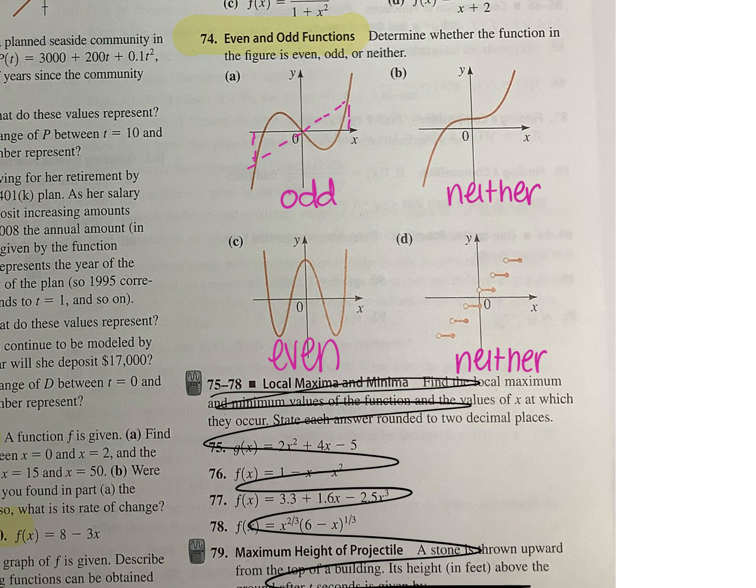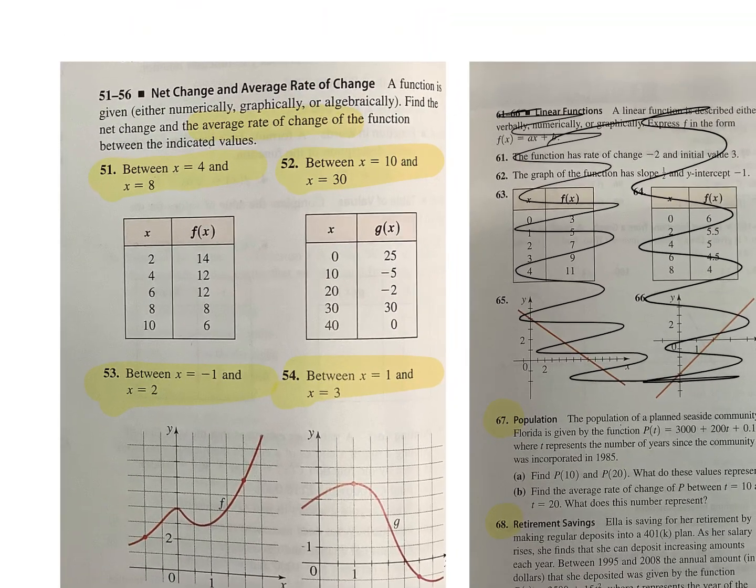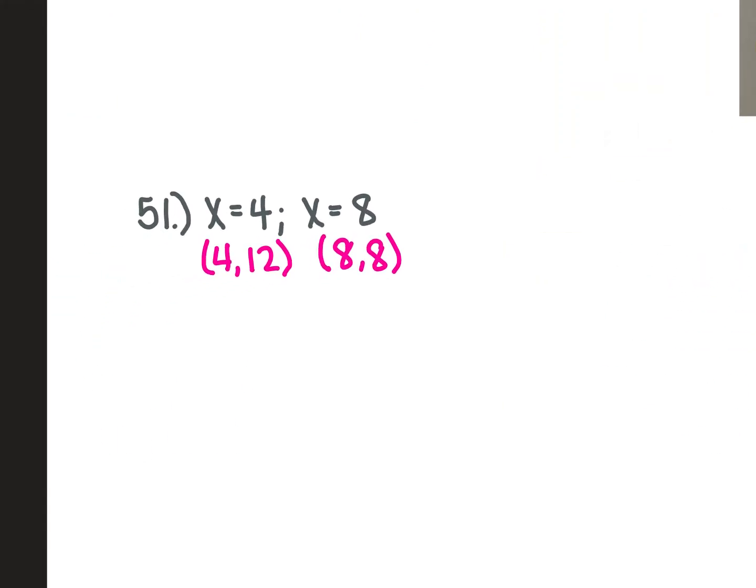So if we look at the first set of questions, we're going to do 51 and 52 first. We're going to find the average rate of change. For 51, we're finding the average rate of change between when x is 4 and when x is 8. So the ordered pair that we're looking at is the 4, 12 and the 8, 8. So average rate of change, same as your slope. Which of these 2 points do you want to be your x1 and your y1?